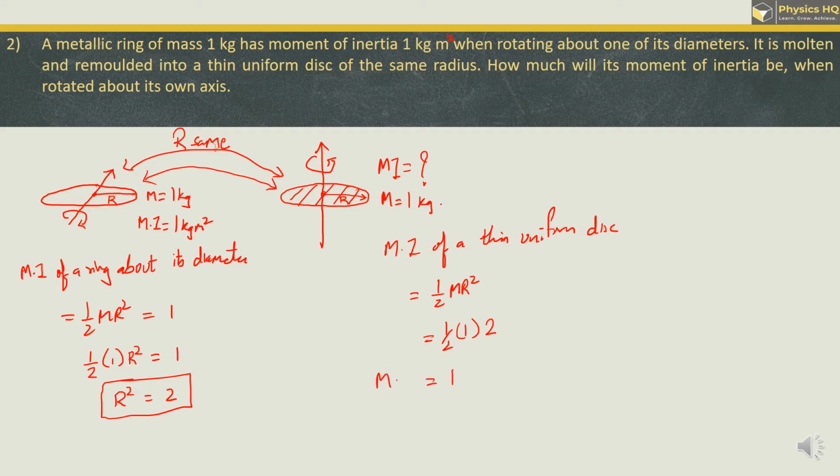So the moment of inertia for a uniform disc of the same radius will be 1, and the unit over here will be again kg meter square. I hope you all understood.